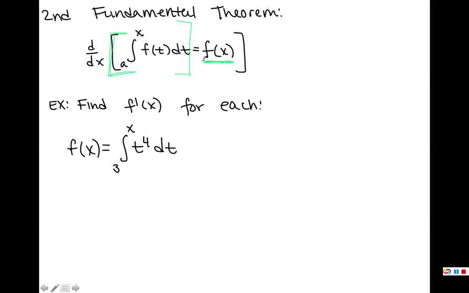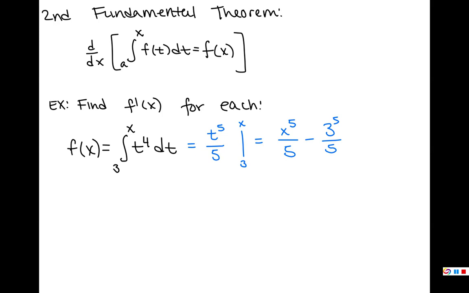Okay, so let's see how this works by doing an example. I have defined a function to be the integral from 3 to x of t to the 4th dt. I want to find the derivative of this function. So I'm going to do this problem a long way, and then I'm going to show you a short way of doing this. So we can figure out what this function is by finding the antiderivative.